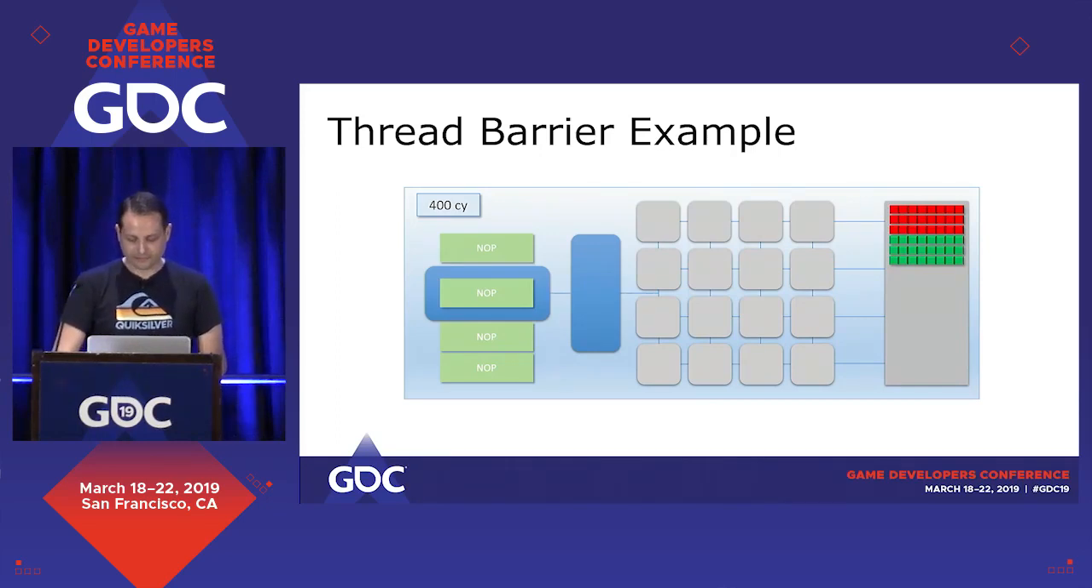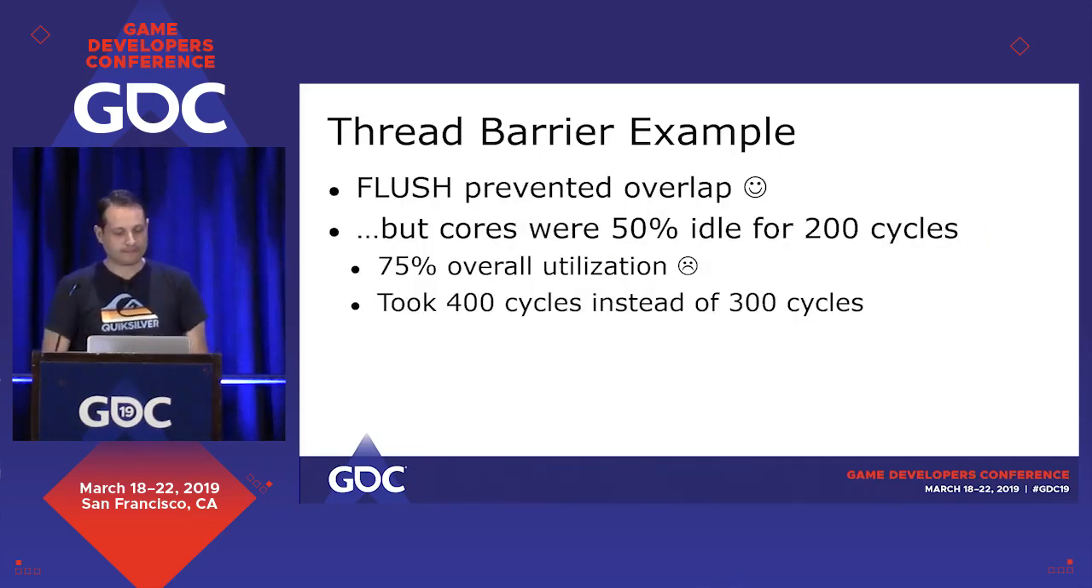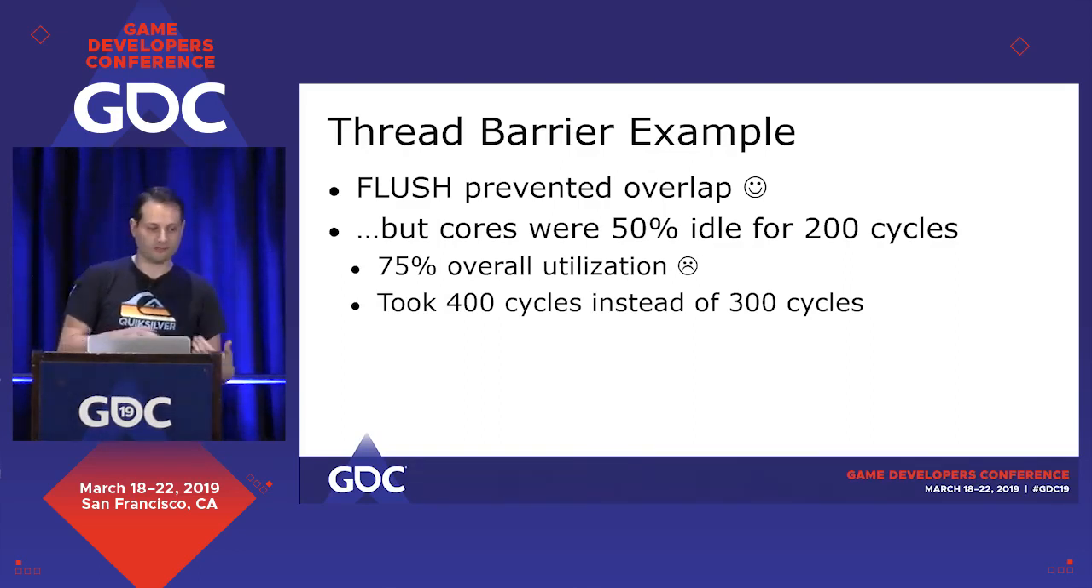So let's see how we did on this. The flush worked, right? It gave us correct results by preventing overlap of dispatch A and dispatch B, which is cool. That's what we wanted. But on the downside, the cores were 50% idle for 200 cycles out of the full 400 cycle, we'll call it a frame here. So that means we got 75% overall utilization. It took 400 cycles for this whole thing, where if you think about it, if we didn't have the barrier in there and we just had full 100% utilization for the whole time, that would have taken 300 cycles. So it cost us quite a bit to have that barrier in there.